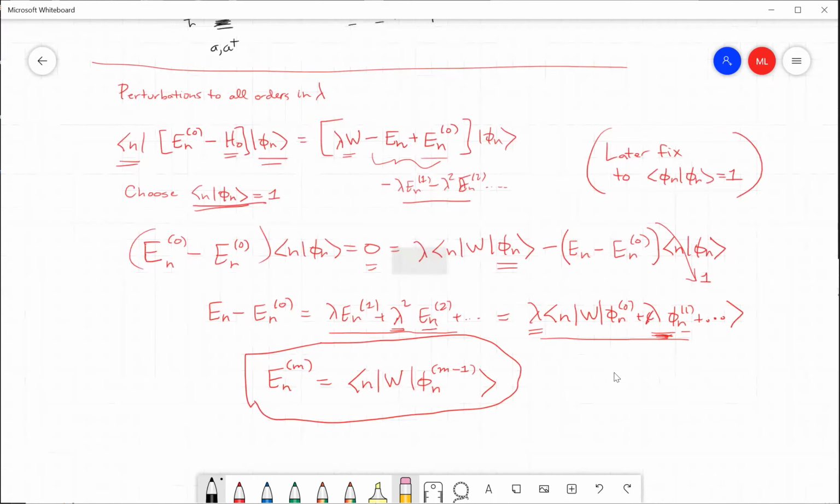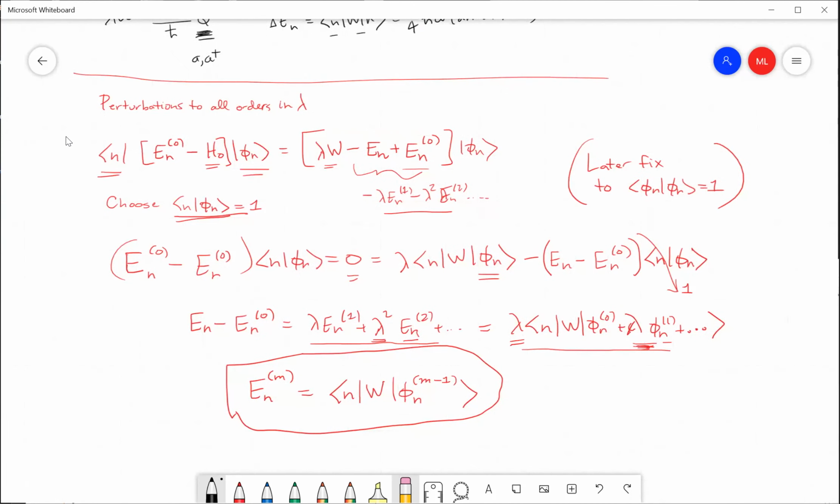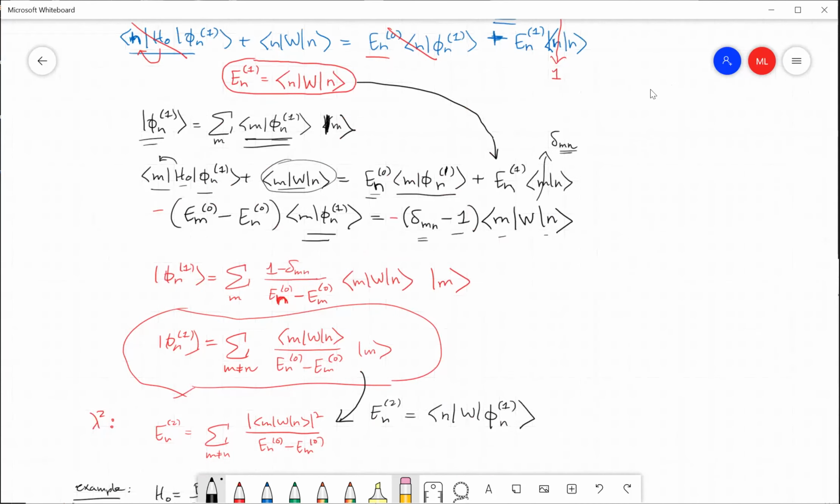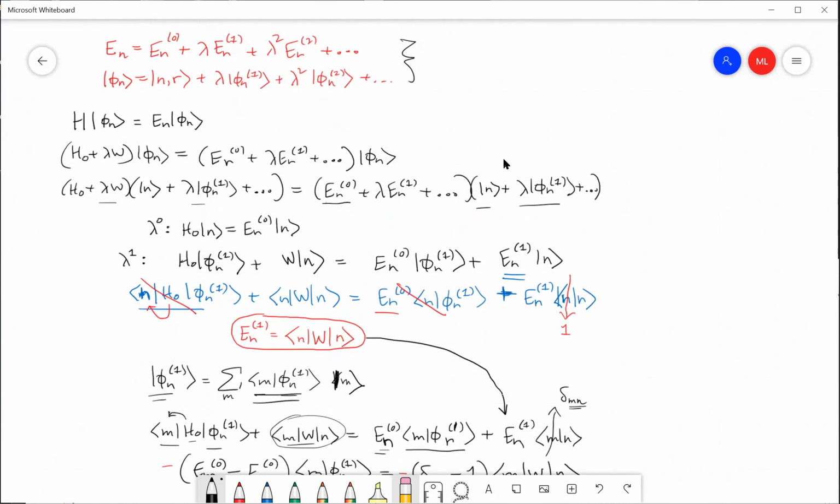But yeah, I think that's good for today. Sort of give you a flavor of perturbation theory. Again, conceptually, it's just Hilbert spaces and Taylor series.